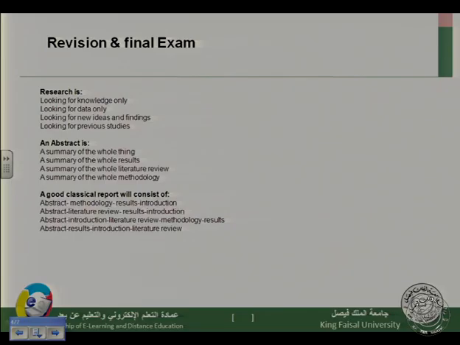And this is from the homework. An abstract is a summary of the whole thing. Yes, it is the summary of the whole thing. A good classical report will consist of abstract, introduction, literature review, methodology, and results. It is the third choice.